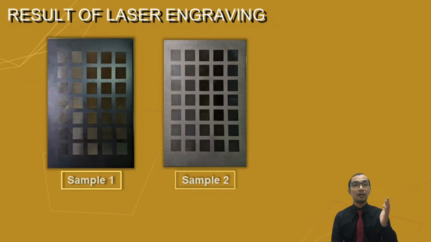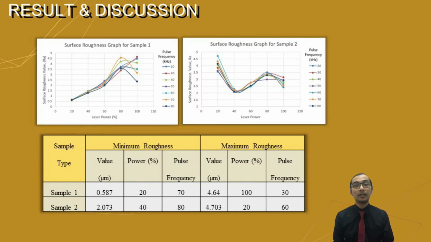Okay, here is the result of the laser engraving. For sample 1, as you can see, the surrounding surface is quite dark because it is the original surface of the carbon steel. Next is sample 2, which is the laser cleaned surface. As you can see, there are a lot of differences in color of the engraved boxes between the two samples. So it is important to identify the surface roughness of each engraved box between the two samples. Let's move on to the next slide, which is the result and discussion.